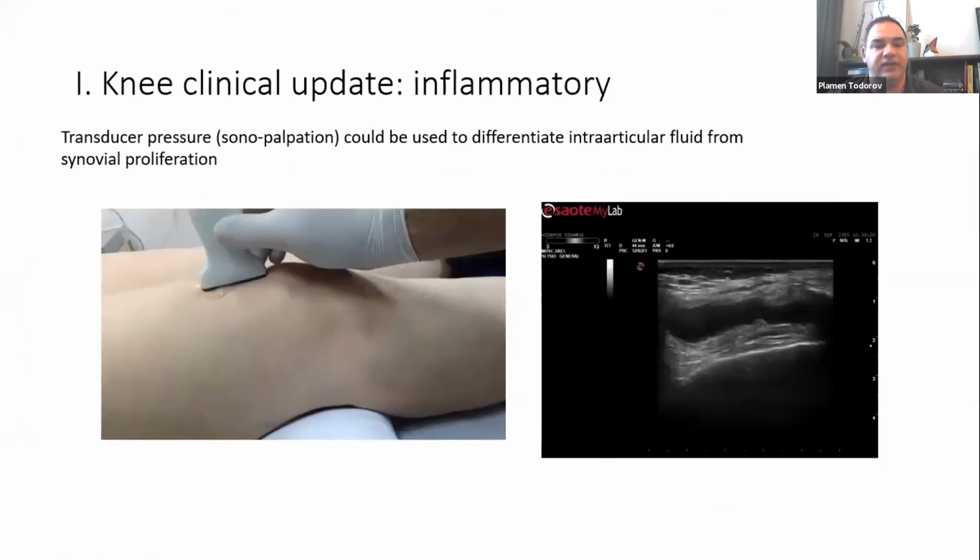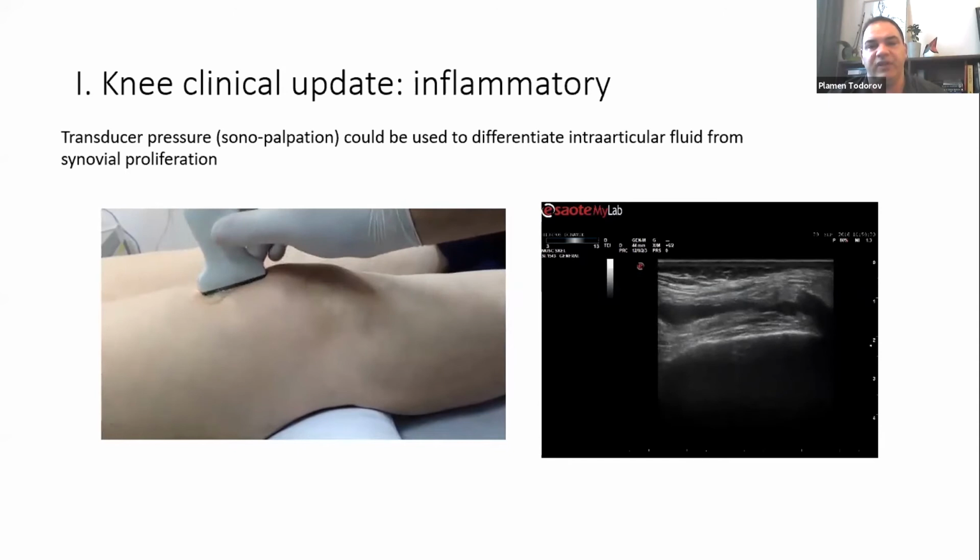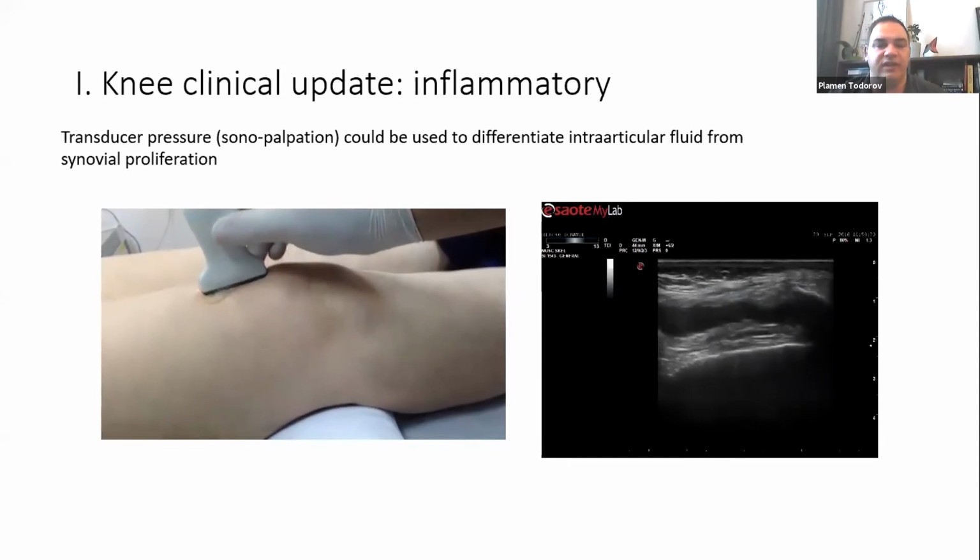If we have material of tissue or fluid in the suprapatellar recess, transducer pressure, or sonopalpation, could be used to differentiate intra-articular fluid from synovial proliferation. Like here, we press with the transducer, and if the fluid is pushed away, we recognize that it is a fluid.